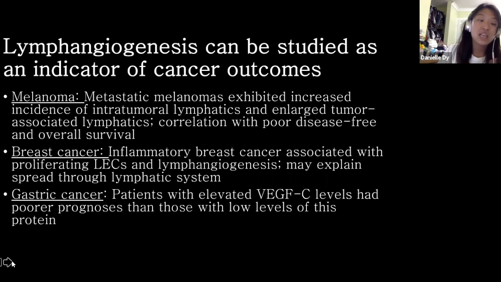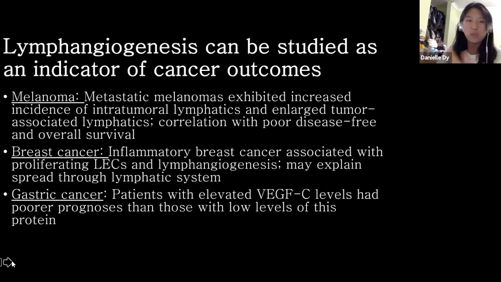A few examples I provided. One is that when they studied patients with melanoma, they found that with the metastatic melanomas, there was an increased incidence of intratumoral lymphatics, as well as enlarged tumor-associated lymphatics. And when they identified those specific cases where the lymphatics had been remodeled in these patients' tumors, there was a higher percentage of them who had poor disease-free and overall survival. So not only were these patients with melanoma who exhibited remodeling of their lymphatics surviving less in terms of getting rid of the cancer, but overall they had poor outcomes.